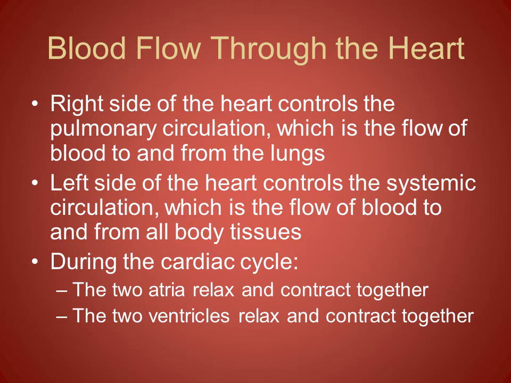So once again, in terms of the blood flow through the heart, the right side is controlling the pulmonary circulation, going to and from the lungs. The left side is controlling systemic circulation, which is going to all the rest of the body. When the heart contracts, what we call the cardiac cycle, both of the atriums will contract and relax together. Both of the ventricles contract and relax together. So the atrium contracts, relaxes, ventricle contracts, relaxes. So you see the upper portion of the heart contract, then the lower ventricles contract.